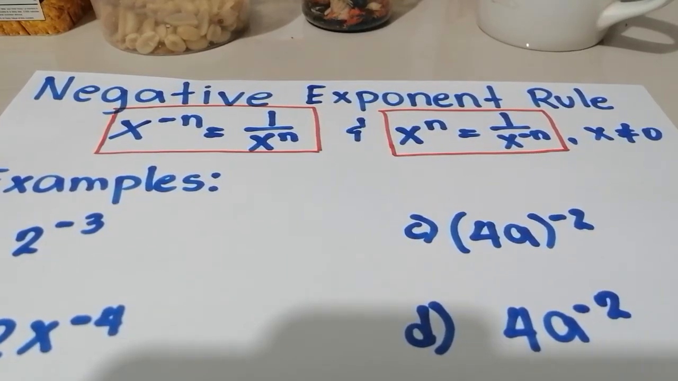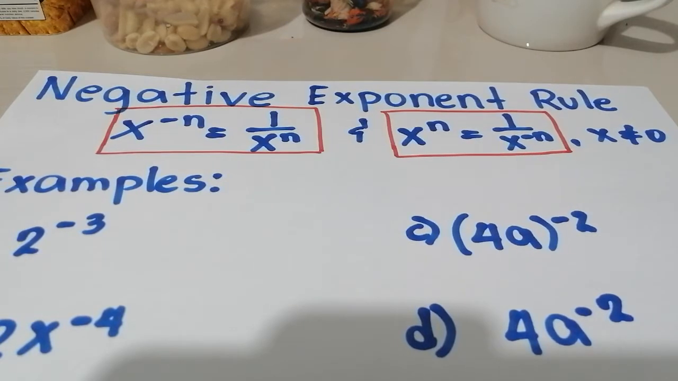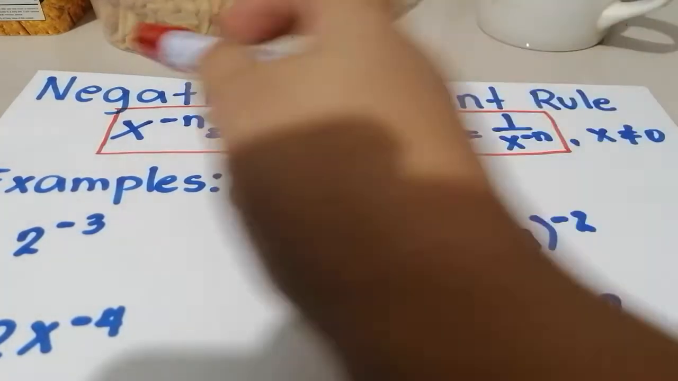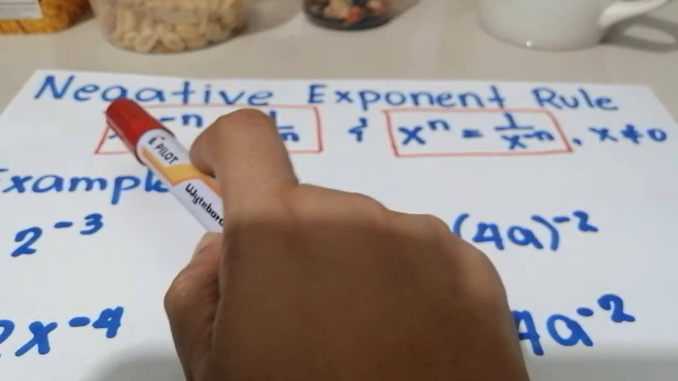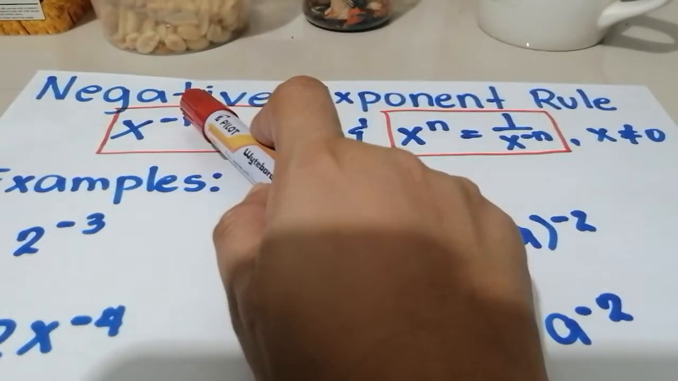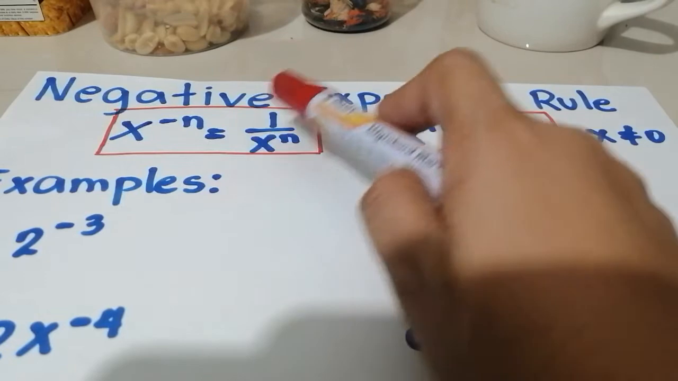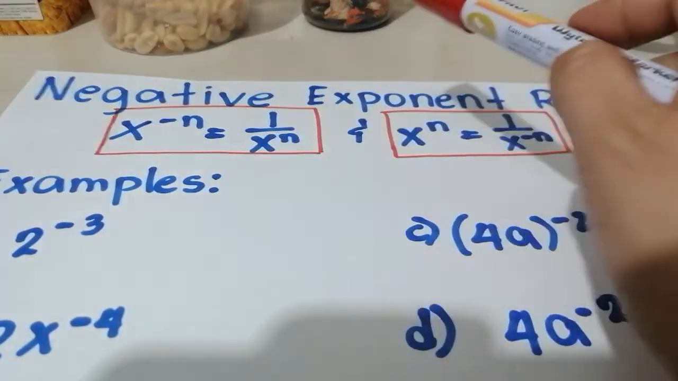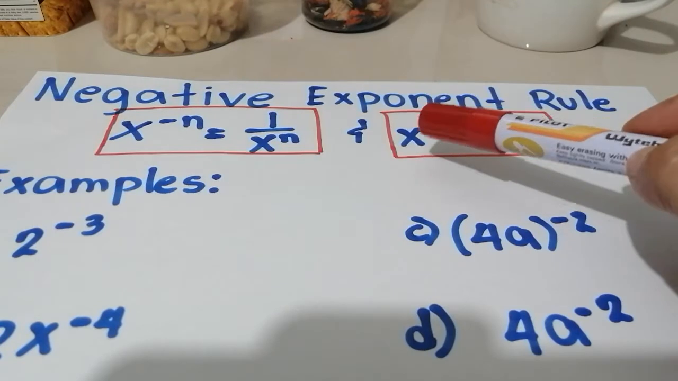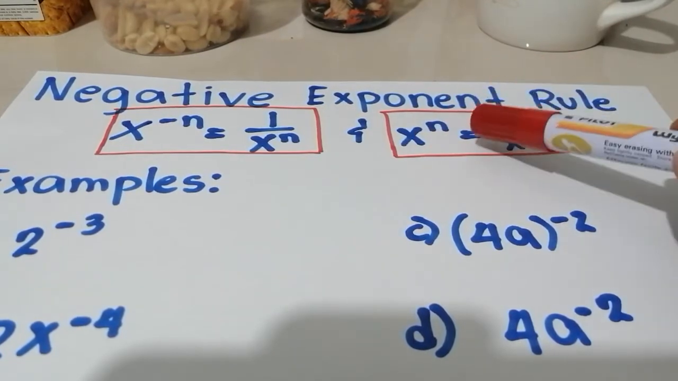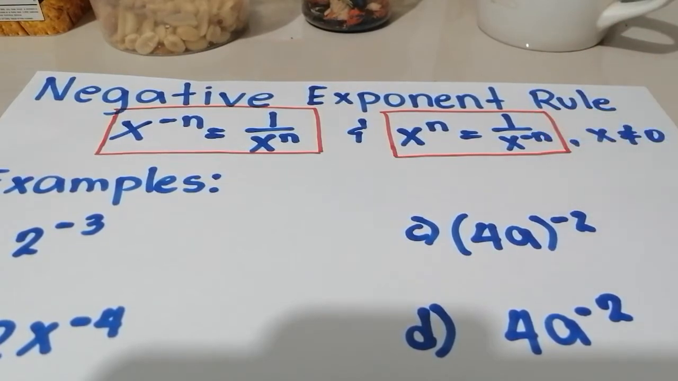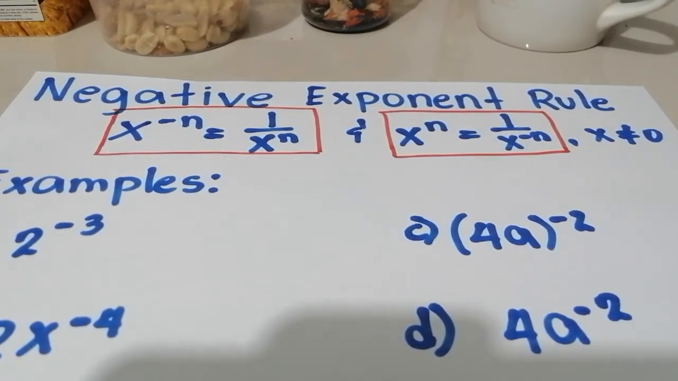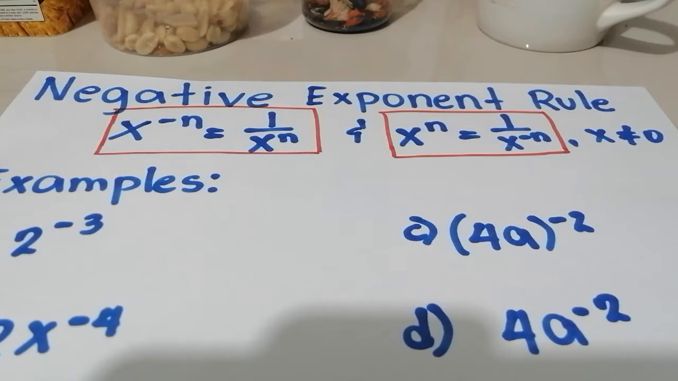Today I'll be discussing another rule of the rules of exponents, and that is the negative exponent rule. The negative exponent rule states that x with the negative n exponent is equal to 1 over x raised to n, or x raised to n can also be equal to 1 over x raised to negative n, wherein x here is not equal to 0 and n is a counting number. Okay, so what does that mean?